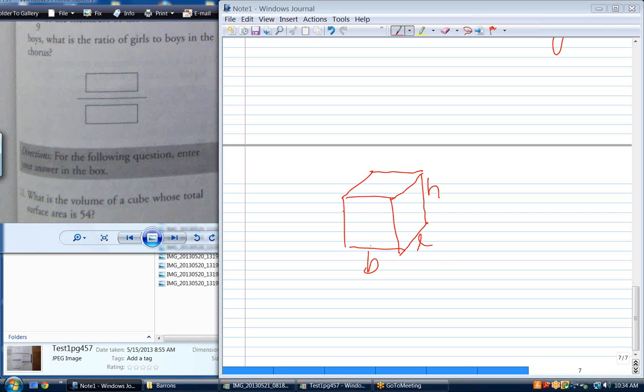So if we let one side of a cube be x, then x cubed would be equal to 54. Excuse me. Let's go back a moment. What is the volume of a cube whose total surface area is 54?